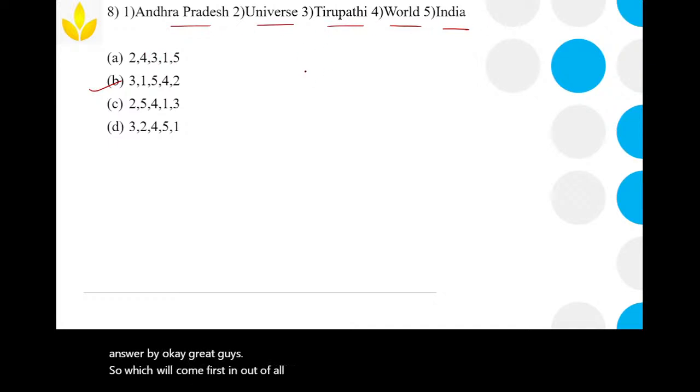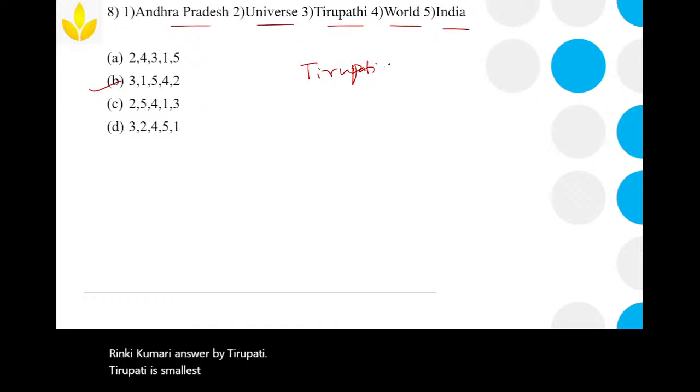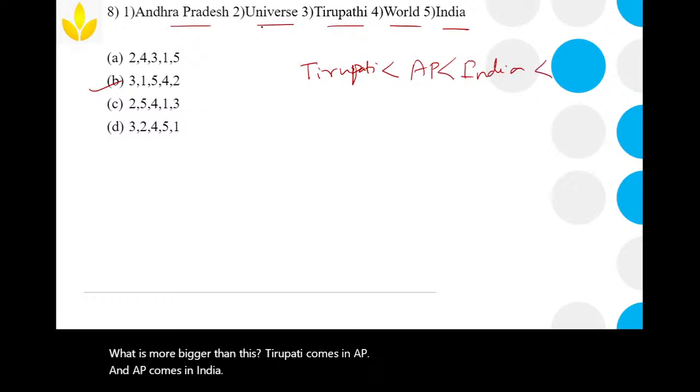Obviously the one which is a city, right? So that is Rinki Kumari, answer B. Tirupati is smallest among all this. And what is more bigger than this? Tirupati comes in AP. And AP comes in India. And India comes in world. And world comes under universe.